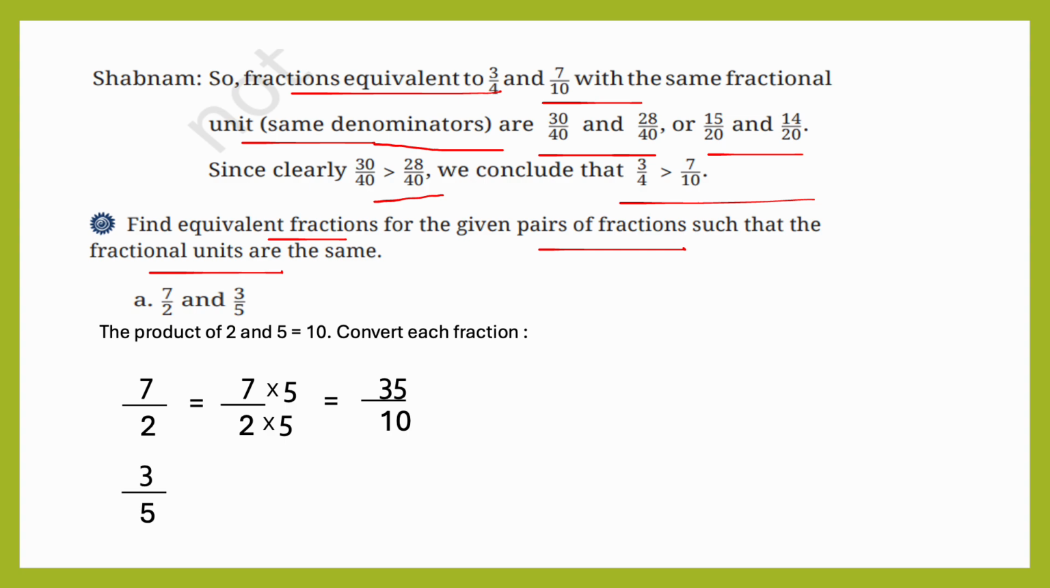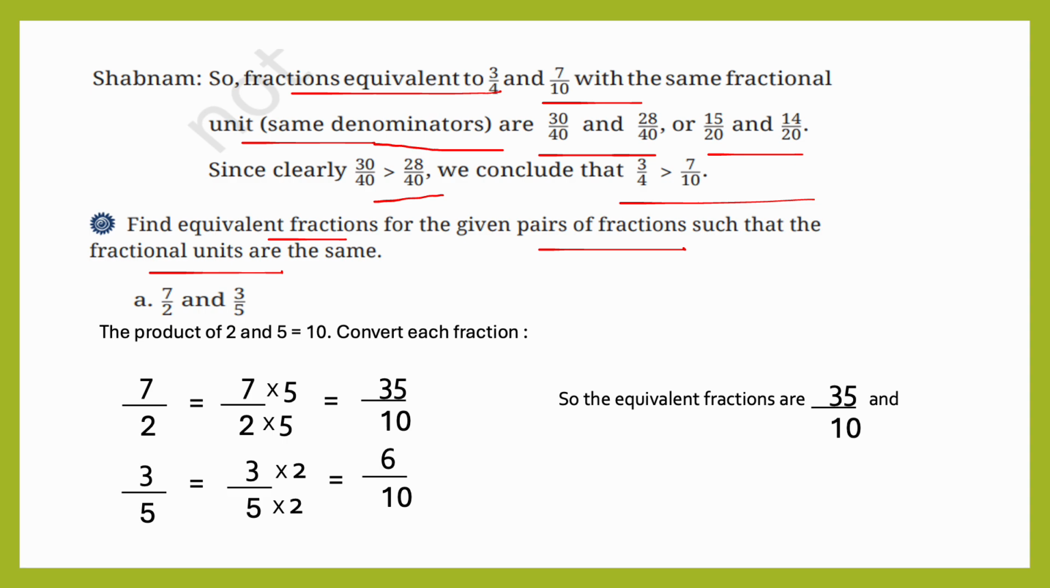Similarly, the equivalent fraction for 3 by 5. We have to convert this fraction into an equivalent fraction such that the denominator is 10. So, 5 into 2 is 10. So, we have to multiply both numerator and denominator by 2. 3 into 2 is 6, 5 into 2 is 10. So, 6 by 10. So, the equivalent fractions are 35 by 10 and 6 by 10.